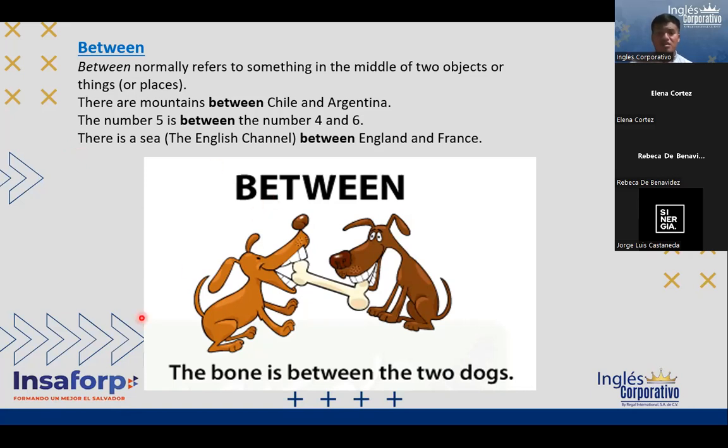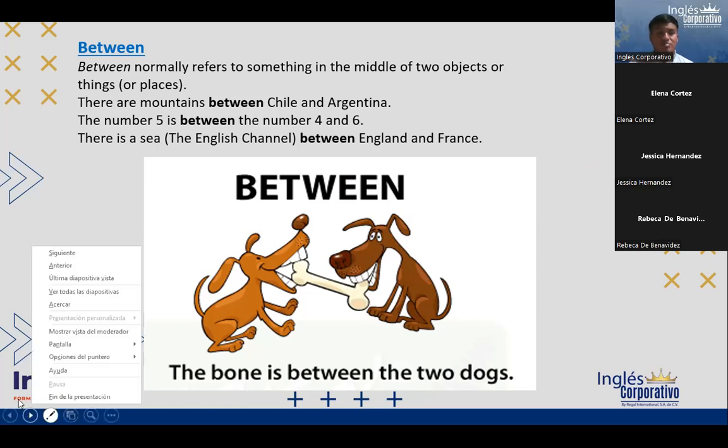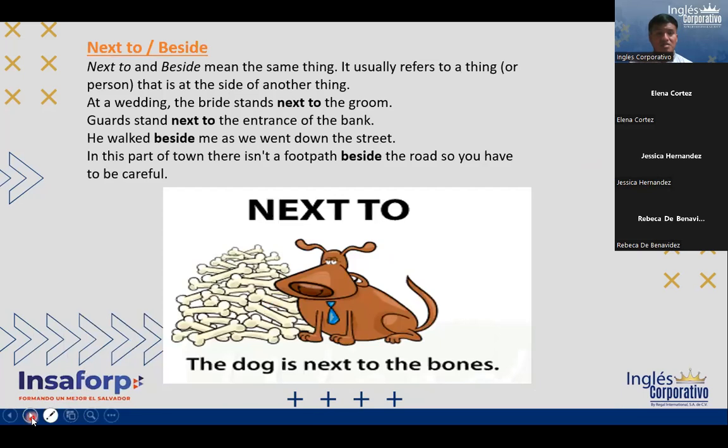Now, we also have the example right here in the picture, which says, the bone is between the two dogs. El hueso está en medio de los dos perros. So, is there any question with between? Preguntas con between, or are we clear with that? Or any word, alguna palabra that you did not understand? No. Okay, so that's clear then. So we're gonna move on to the next part, guys.